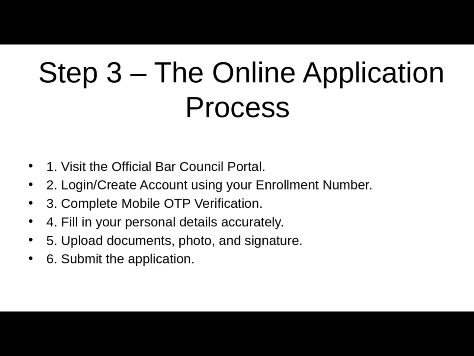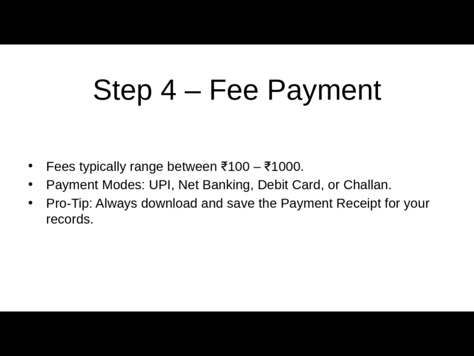Step three is the online registration process. Now, if your state bar council has an online registration process, then you should go through the following process. Open the official portal, and if you have not created an account in that portal, then you should create an account, enter your enrollment number, complete the verification through your mobile OTP, fill in your personal details, upload the required documents, upload your photograph and signature, and submit the application. That's it.